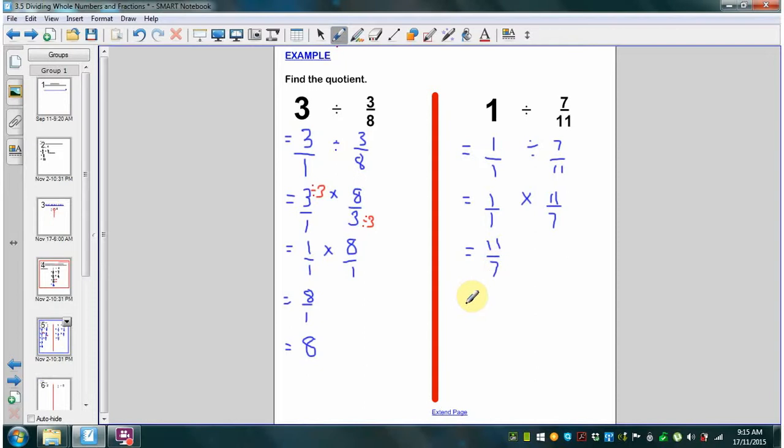There we go. We could write that as a mixed number if we want to simplify it. 7 goes into 11 once, and there's 4 left over. We keep our denominator. Okay, so it's keep, change, flip. That is how we deal with the division of fractions. Pause if you need a second to write this down or if you need to ask someone a question. If not, I want you to move on.